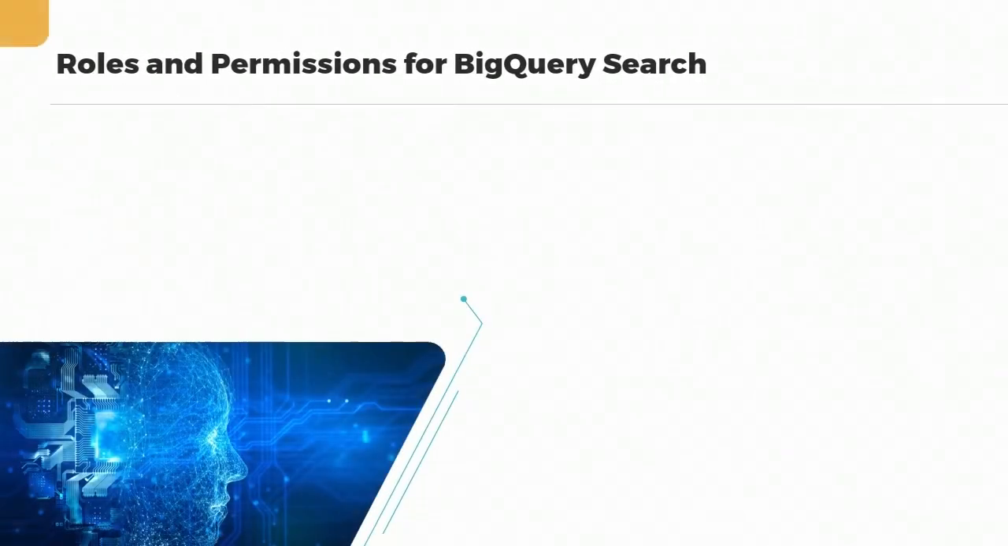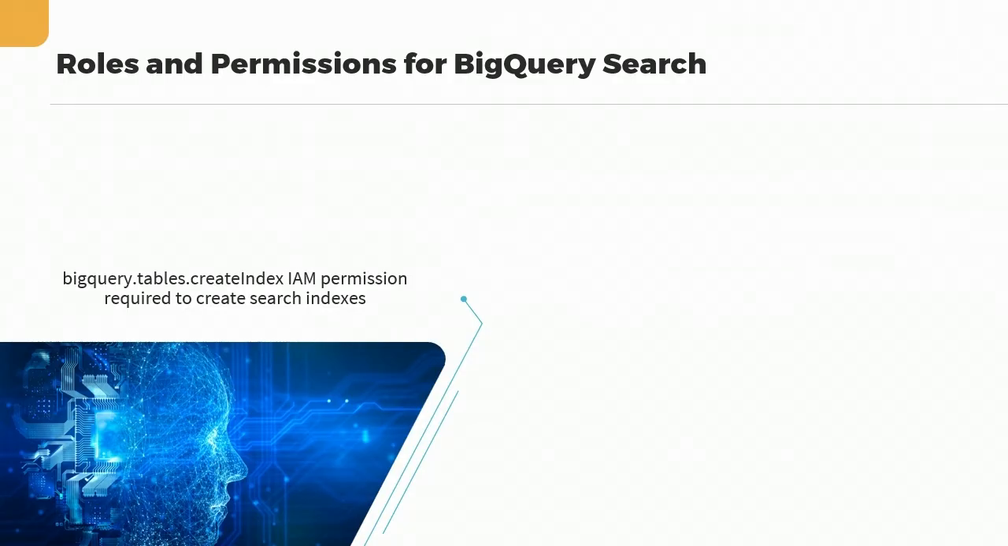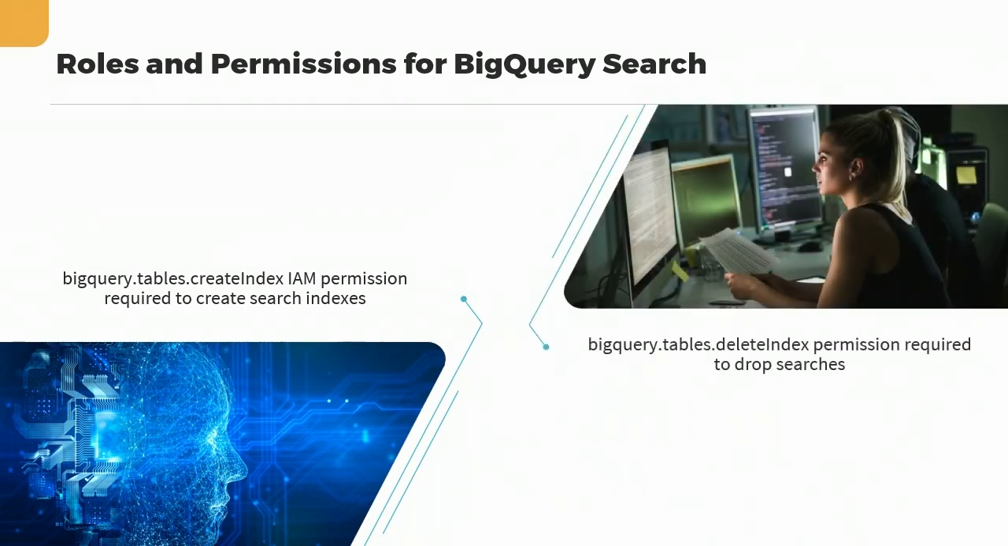Now, for the roles and permissions for BigQuery search, there are a few different ones that we have to make sure are enabled in our IAM permissions in order to do this. One of them is to actually create the index, and it's called the bigquery.tables.createIndex IAM permission. This is what's actually used to create any index in BigQuery. And there's one that's for deleting our index. This is bigquery.tables.deleteIndex, and that's required to actually drop those search indexes.